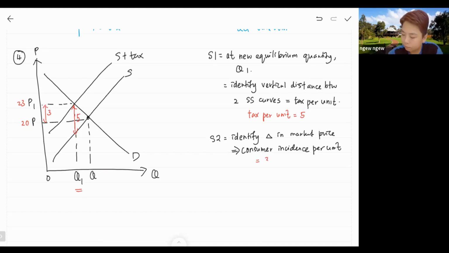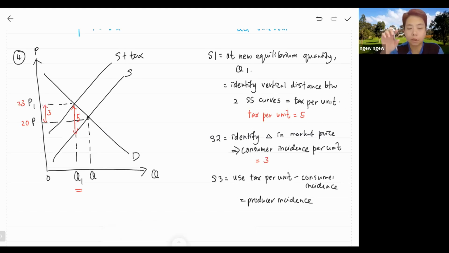And lastly, you use your tax per unit minus the consumer incidence, then you will get the producer incidence. The situation here is the government wanted $5 per unit and consumers are paying 3, which means the remaining has to be covered by the producers. So the producer incidence will be 2.